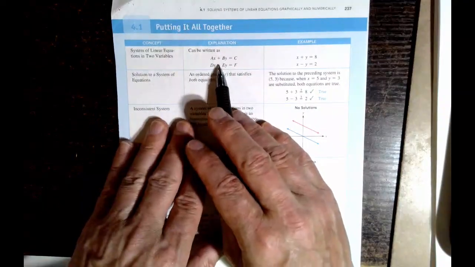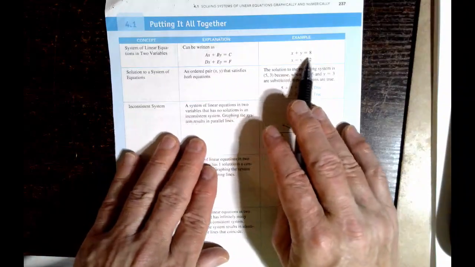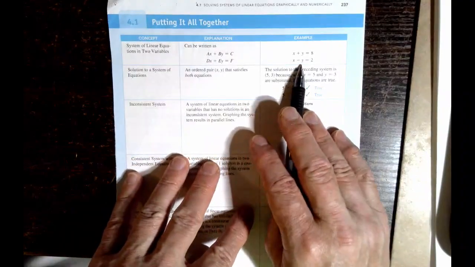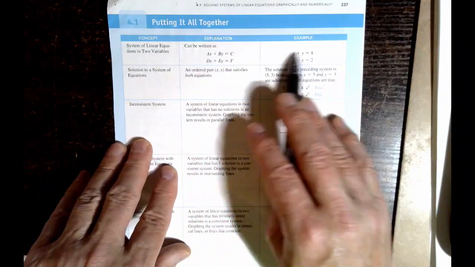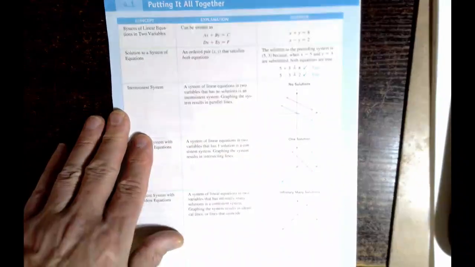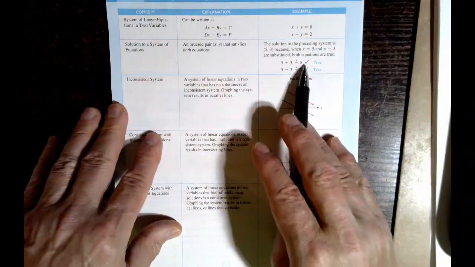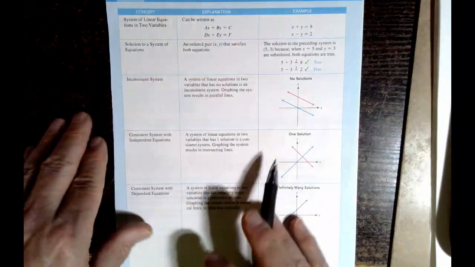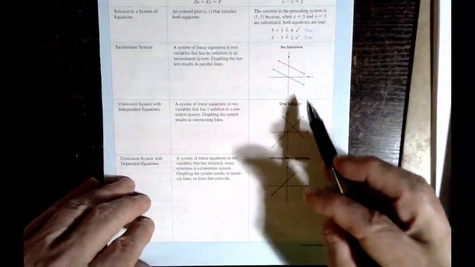It can be written as something x plus something y equals a number, something x plus or minus something y equals another number, and you graph both of them on the same grid. If they ask you if a point is a solution, it must be true for both equations. And then you've got no solution, one solution, or infinitely many solutions.